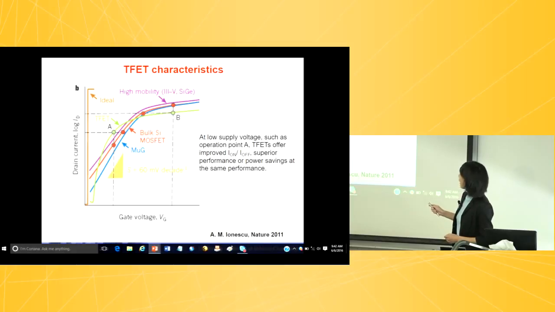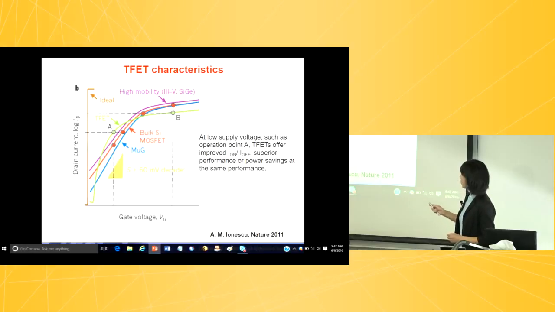If we use a high mobility material like III-V, we can increase the on current shown in this purple line. If we use TFET, then we can make a steeper subthreshold swing shown in this green line, but with a lower on current because TFET is based on tunneling. This tunneling generally has a lower current than in-plane transport without the tunneling barrier.